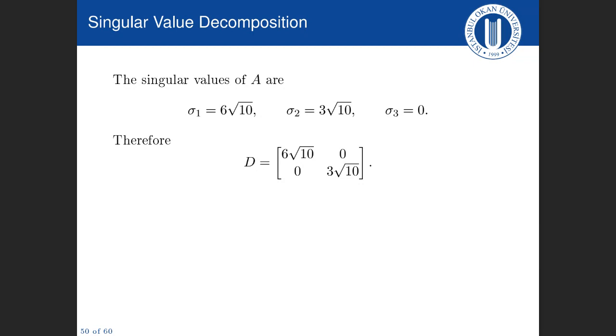We're only interested in the non-zero singular values. So forget about sigma 3, we don't want that. We just want the singular values which are not equal to 0. Our diagonal matrix is going to be the matrix 6 root 10, 0, 0, 3 root 10.